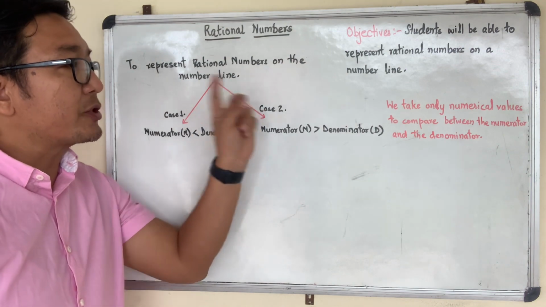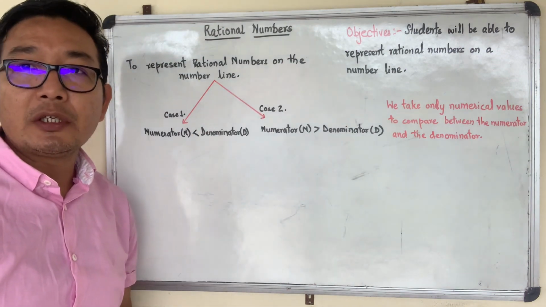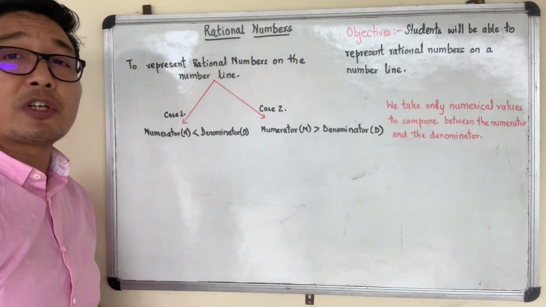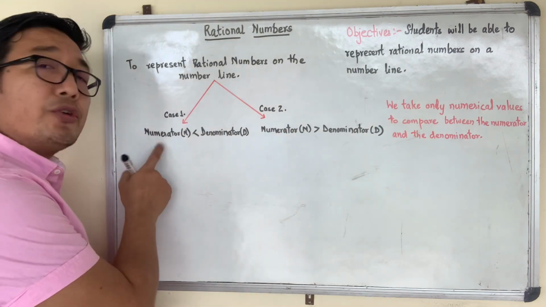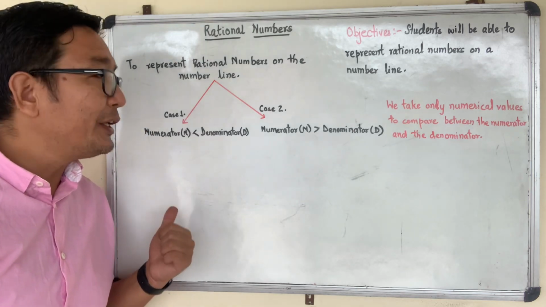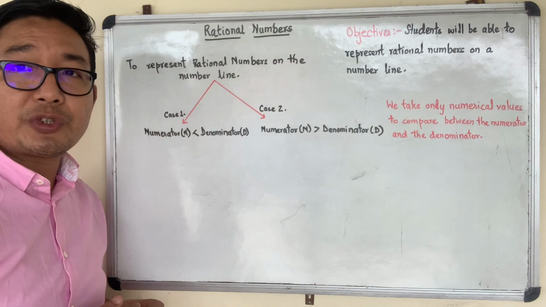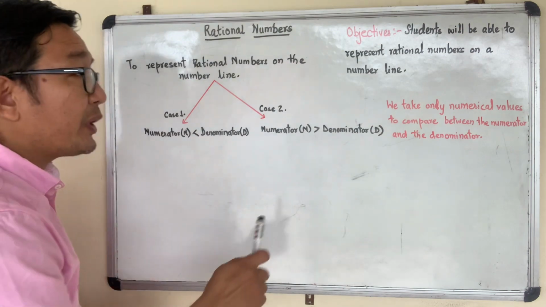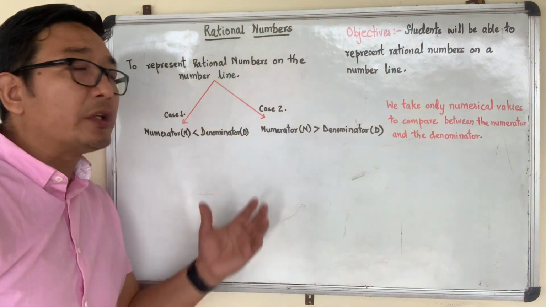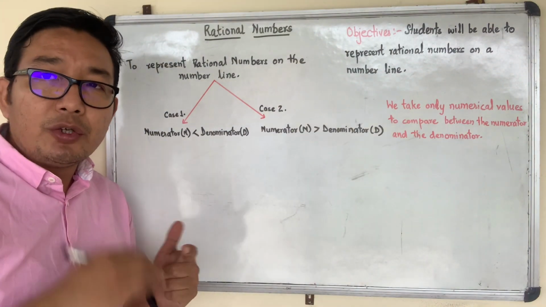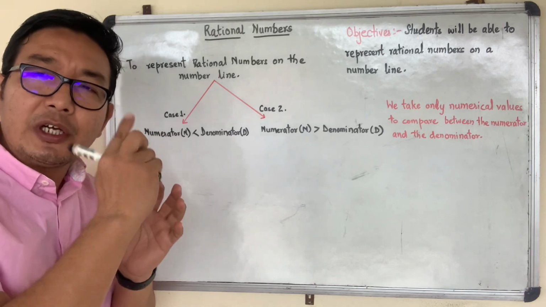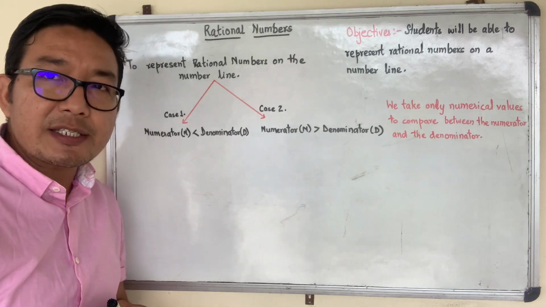Representation of a rational number on a number line whose numerator is less than the denominator. We take only numerical values to compare between the numerator and the denominator.